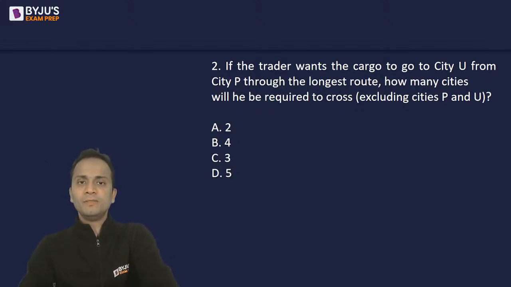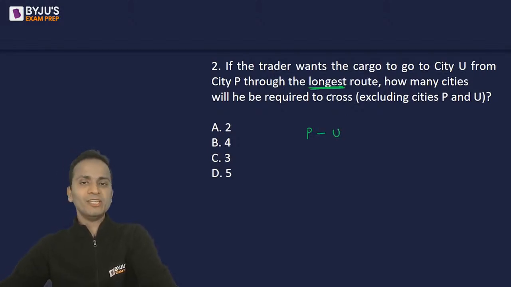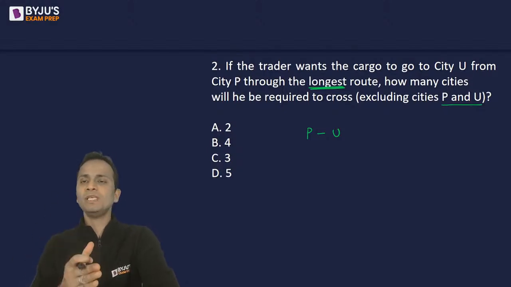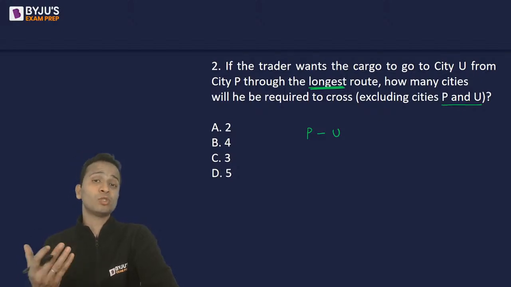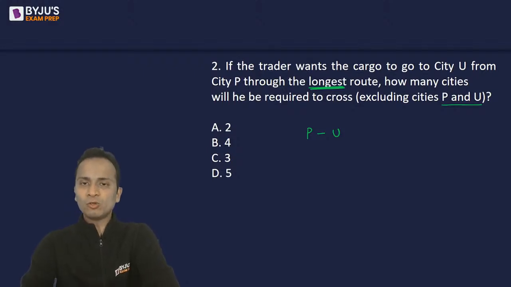Now question number 2 is, if the trader wants to go to city U from P, careful with the language, P से U पे जाना है, through the longest route. So now they're asking about the longest route. How many cities will be required to cross, excluding P and U? We are given the starting point and the end point, and we'll have to travel through the longest route. So once again, I'll write all the possible routes from P to U, and then we'll look at which one is the shortest, which one is the longest, and so on. Let's go back to the diagram.